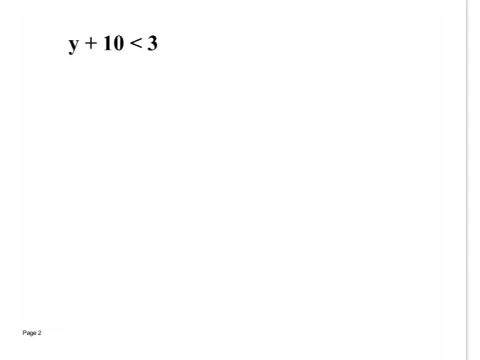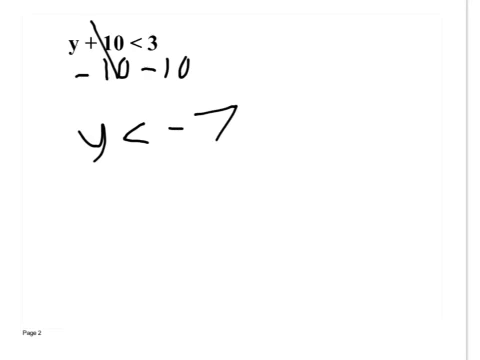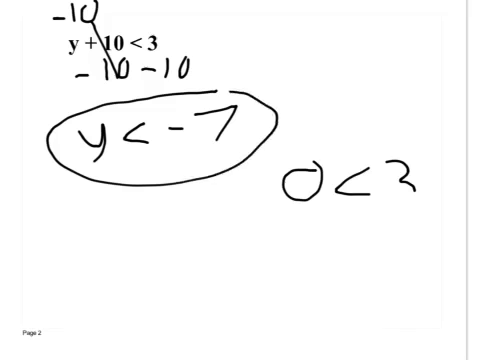Write this down. Y plus 10 is less than 3, so we subtract 10 from both sides. Y is less than negative 7. So I pick a number less than negative 7. Let's go negative 10. Is negative 10 less than negative 7? Yes. So I plug it in. Negative 10 plus 10 is 0. Is 0 less than 3? Yes. So Y has to be less than negative 7.